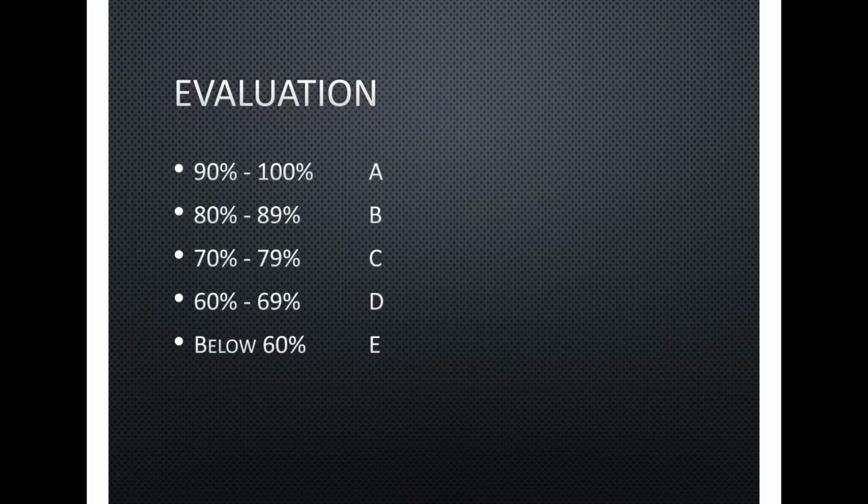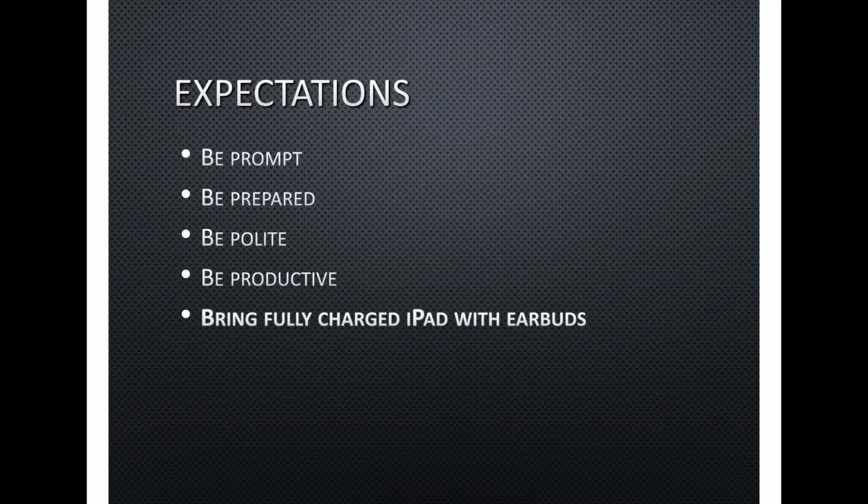So grades are determined like this, with 90 to 100% as an A, 80 to 89 as a B, 70 to 79 as a C, 60 to 69 as a D, and below 60 is an E. So expectations: be on time, be prepared for class. A part of being prepared is bringing a fully charged iPad with earbuds, because occasionally, like after a quiz or a test, they might have a little bit of time, if there's a video assignment, that they can watch the video for the next day in class. Be polite and be productive.